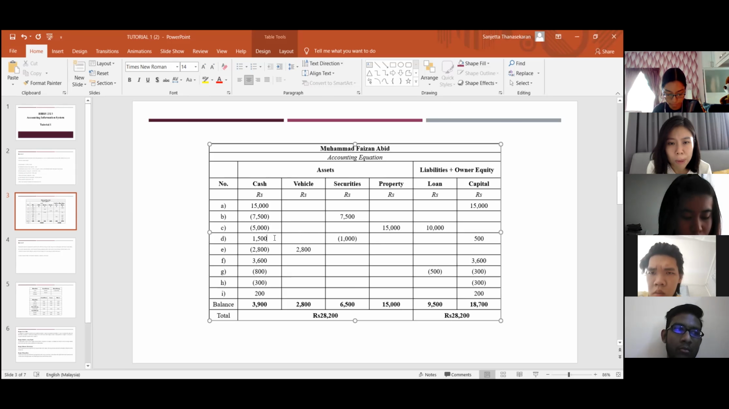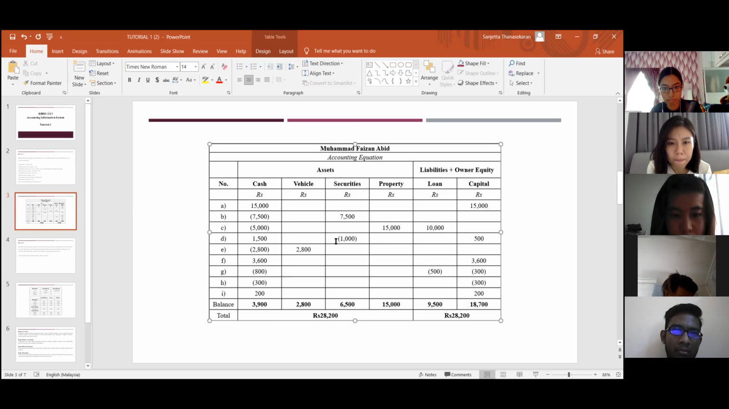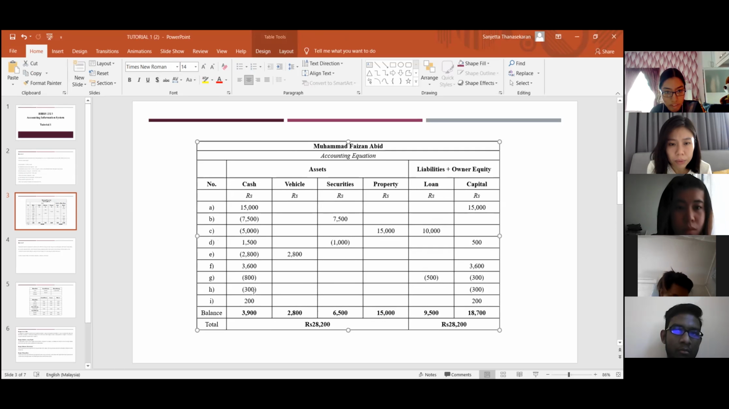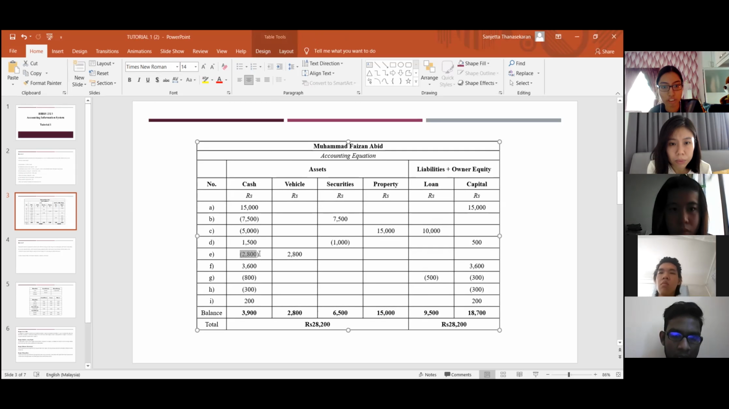For D, securities costing 1,000 sold for 1,005. So the security cost is only 1,000, so only deduct 1,000. But they sold for 1,005, so they received the cash 1,500 and the capital increased 500. For E, purchase an old car for 2,800 by cash. So we minus 2,800 in cash, then we add 2,800 in vehicles since they purchased a car.